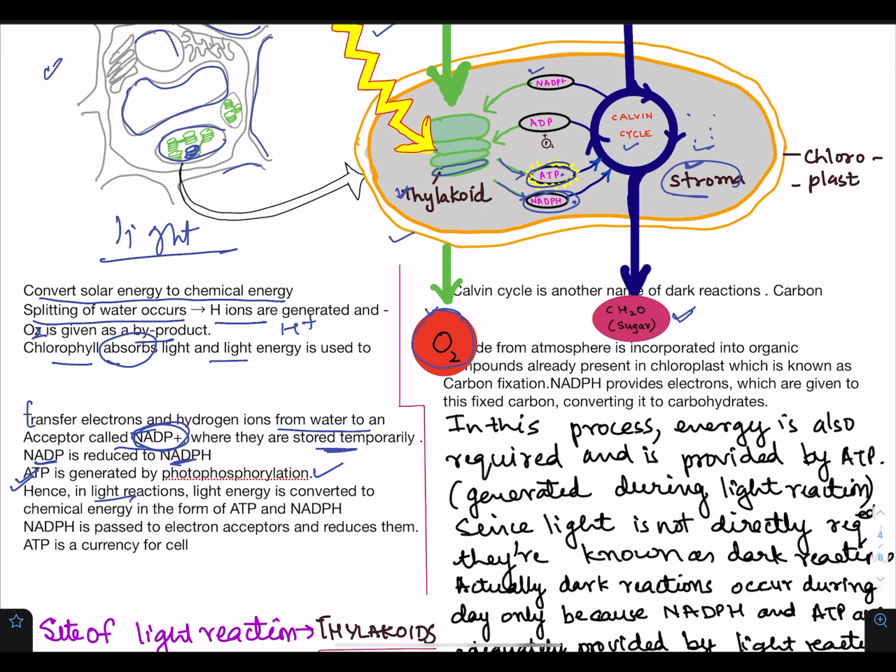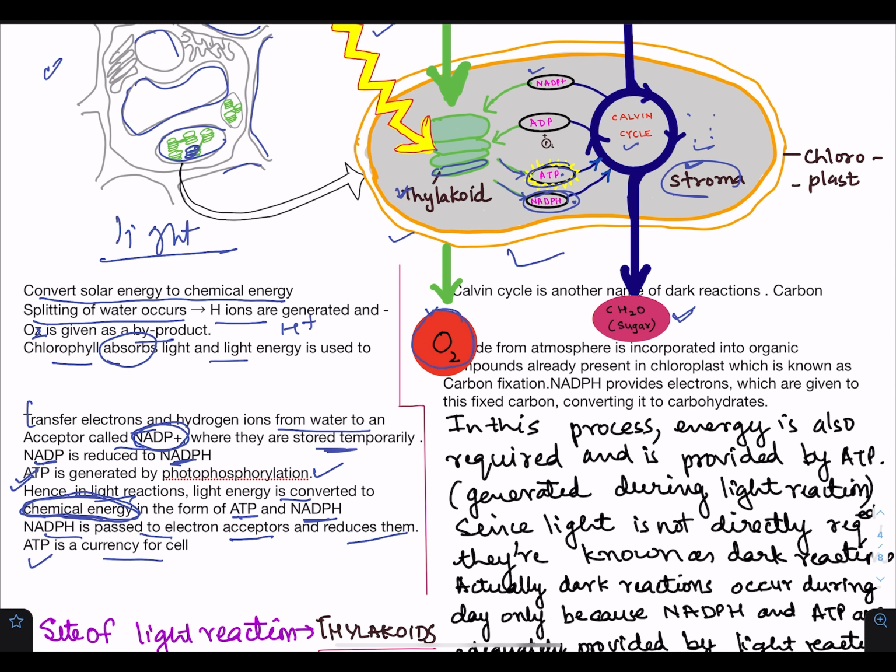Hence, in light reactions, light energy is converted to chemical energy in the form of ATP and NADPH. Only chemical energy is generated in light reactions, not sugars. NADPH is passed to electron acceptors and reduces them. And ATP, we all know that it's a currency for the cell.